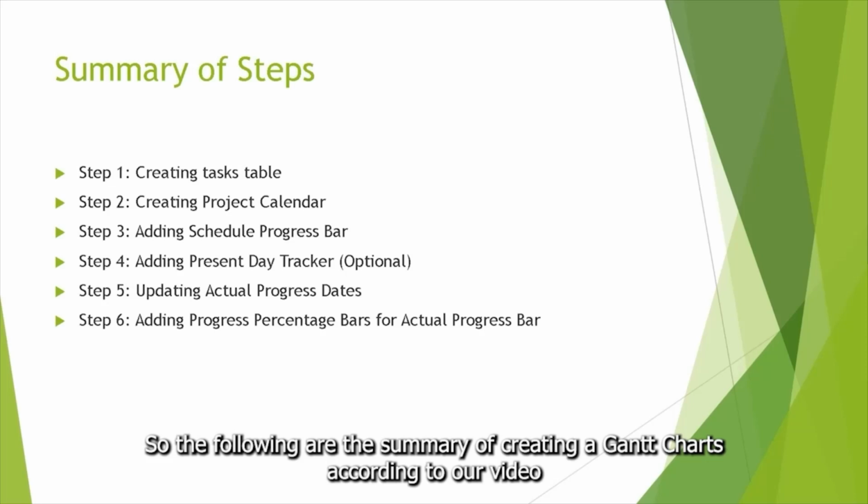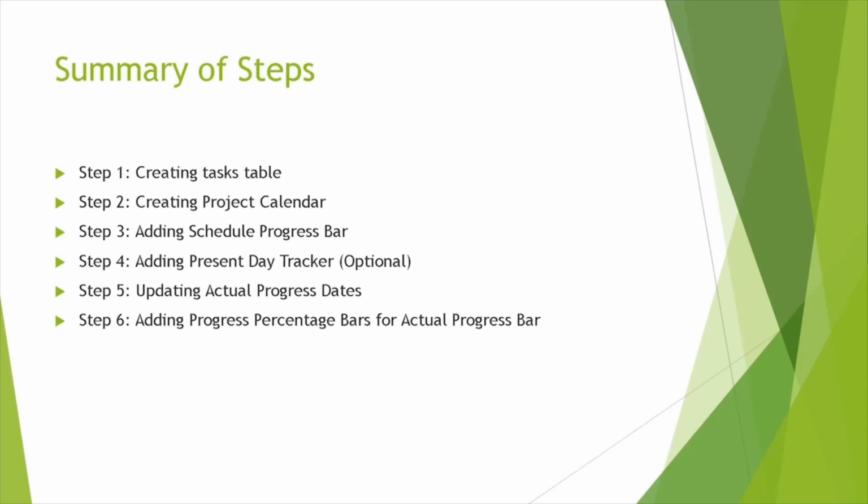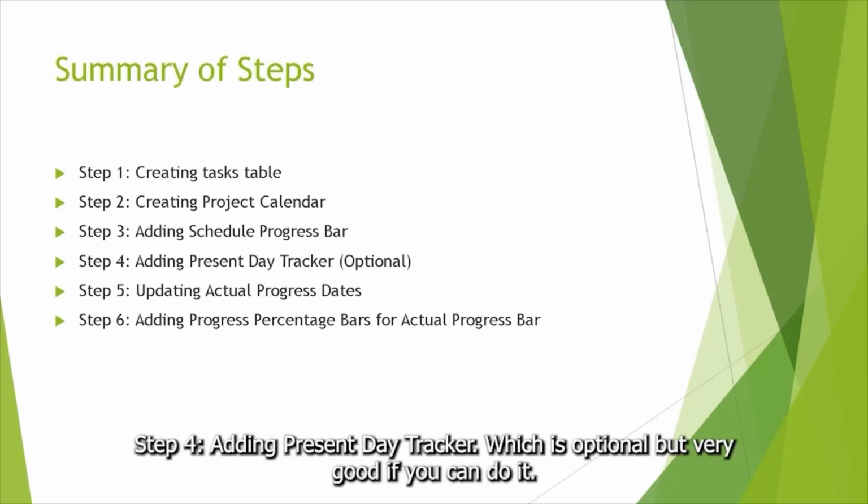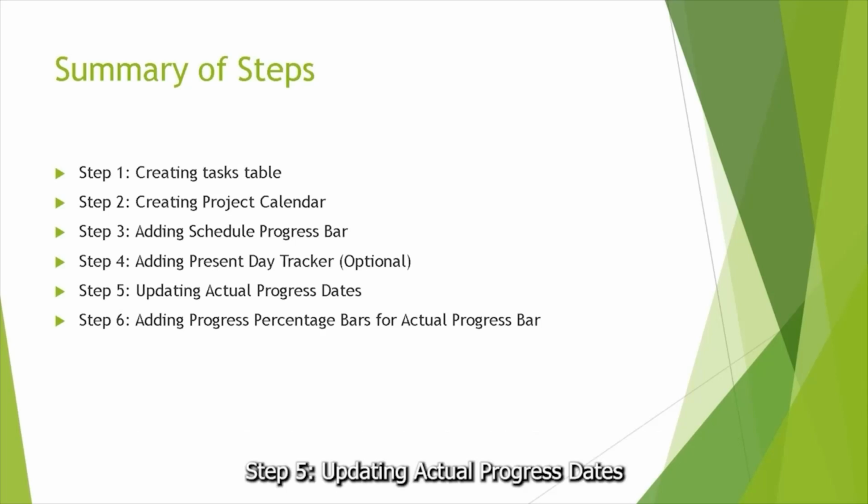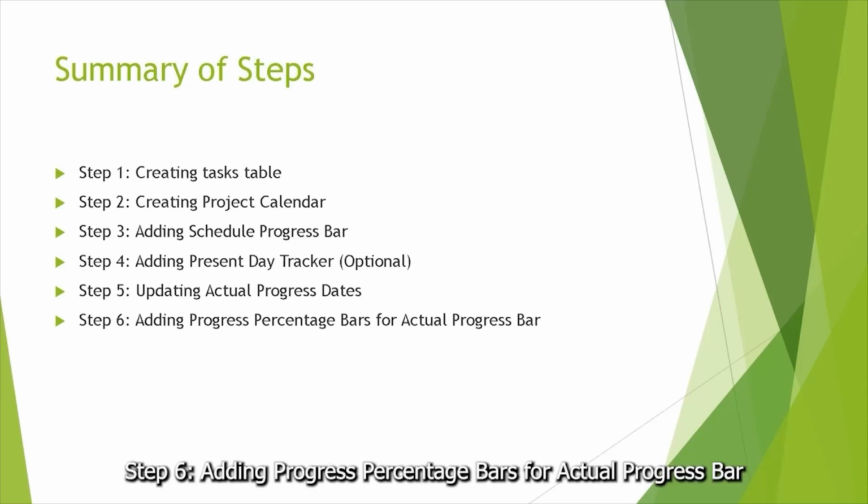So the following are the summary of the steps of creating a Gantt chart according to our video. So there's step 1, creating task table. Step 2 is creating project calendar. Step 3 is adding schedule progress bar. Step 4 is adding present day tracker, which is optional, but it's very good if you can do it. Step 5 is updating actual progress dates. And finally is adding progress percentage bars for actual progress bars.